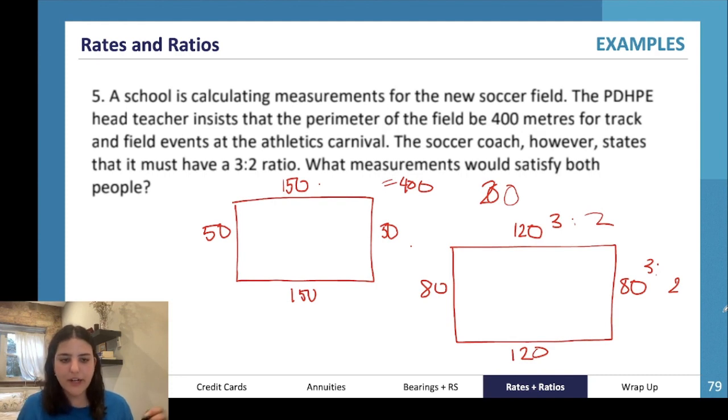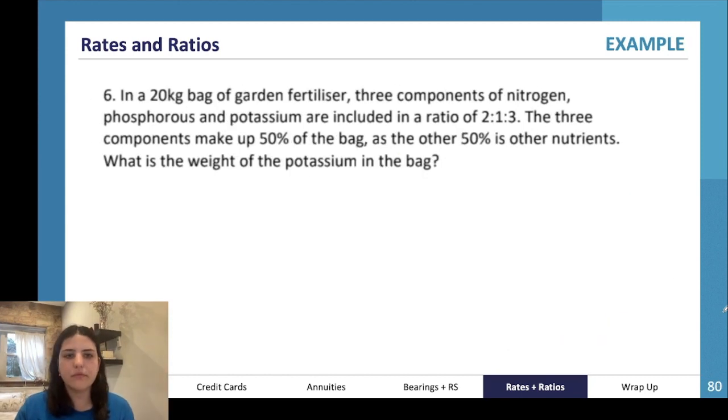So when you're dealing with the ratio, add both parts together to find the total number of parts and then deal with the half of it so you can expand it just to the whole section.